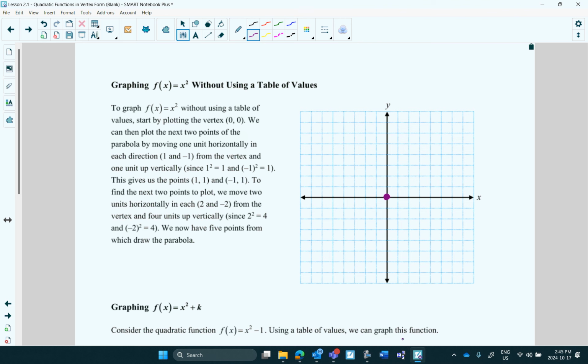We went how many across? 1 across and 1 up, didn't we? And then go back to the vertex to get the next 2. We went 2 across and how many up? 4. Which makes sense because if we go 2 across, we go 2 squared up. If we go 1 across, we go 1 squared up. So think of it that way.